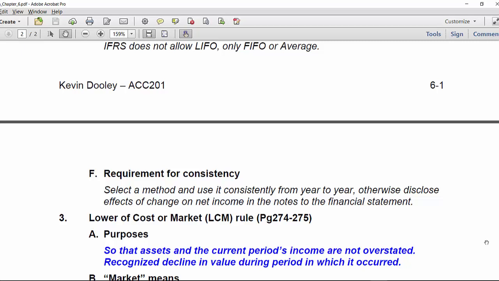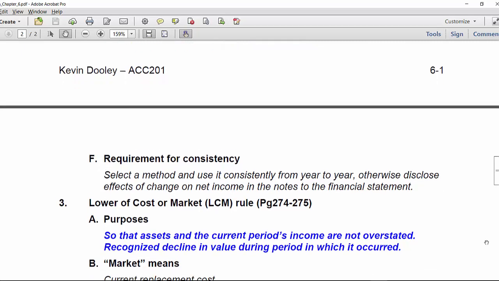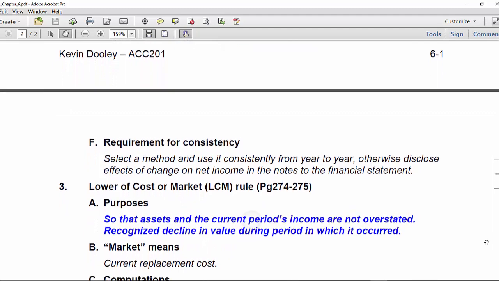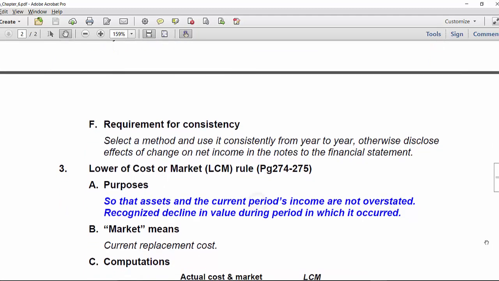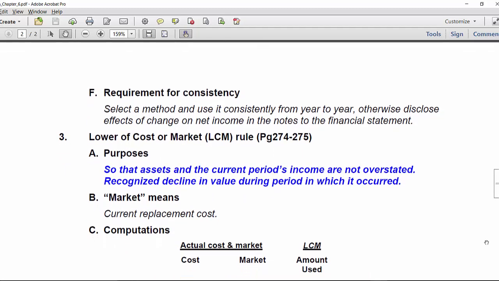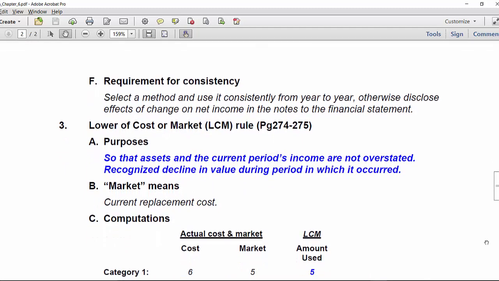So what does market in lower of cost or market mean? Market means what it would take for us to currently replace that merchandise. So computations-wise, here's how it goes. You stack up your cost and market value, or determine the market value for inventory items. And between the two, the lower of these two is the market.